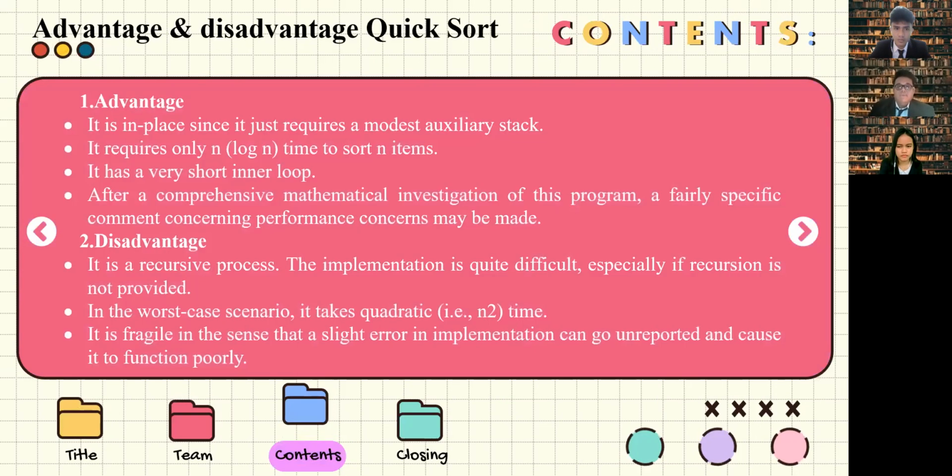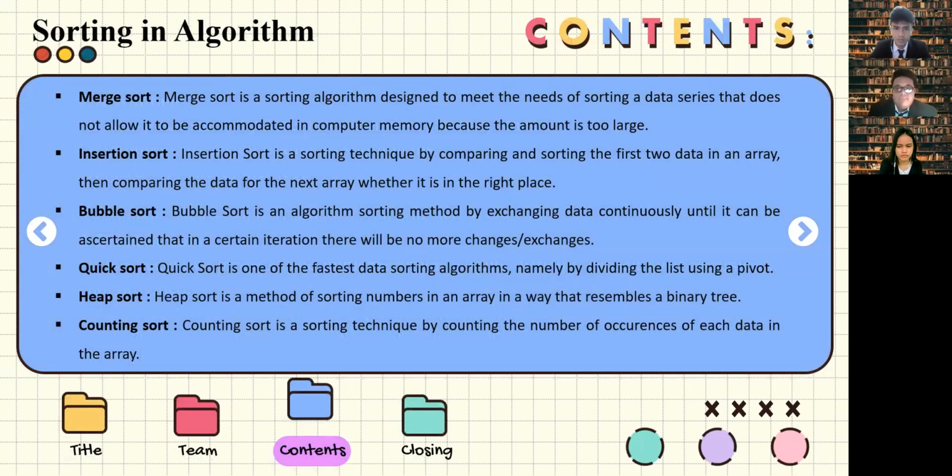One, merge sort. Merge sort is a sorting algorithm designed to meet the needs of sorting a data series that cannot be accommodated in computer memory because the amount is too large. Two, insertion sort. Insertion sort is a sorting technique that compares and sorts the first two data in an array, then compares the data for the next element to check whether it is in the right place.